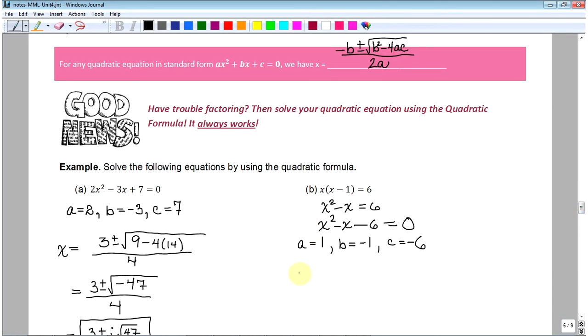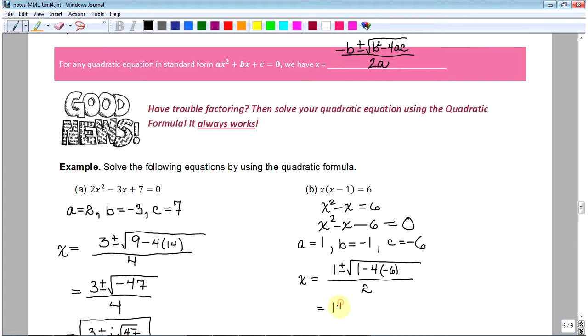So now we're ready to apply our formula. So x will equal the opposite of b, which is going to be positive 1, plus or minus the square root. B squared, whenever you square something, your answer is going to be positive. So remember that b squared is always going to be a positive number. Negative 1 squared is 1, minus 4 times a times c is negative 6, all divided by 2 times a, which is 1. 2 times 1 is 2.